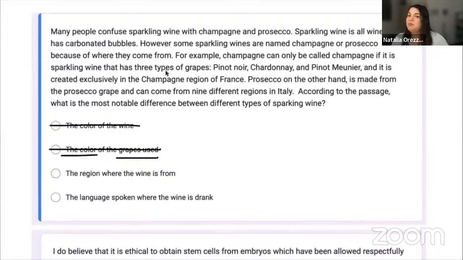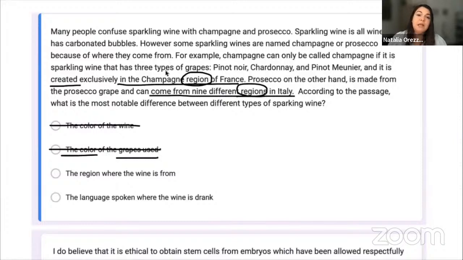I'm seeing some answers in my chat. Okay, so it does mention regions, right? It talks about types of grapes, but it says here created in the Champagne region of France. So it does say region. Okay. And then it says Prosecco is made from the Prosecco grape. So it tells us the type of grape. And it says comes from 9 different regions in Italy. So this is a possible answer choice. Okay. So we're going to leave this one here. We're going to say, yeah, this is possible. Let's leave it there. Okay.